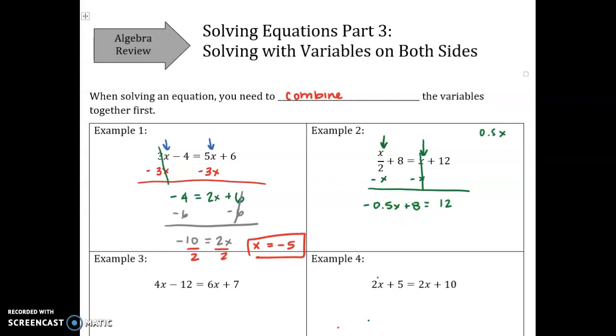And the 8 stayed the same. So then you will subtract 8 to the other side, and you have -0.5x equals 12 minus 8, which is 4. Then the way I have this written, you would divide by -0.5. And 4 divided by -0.5 is -8.